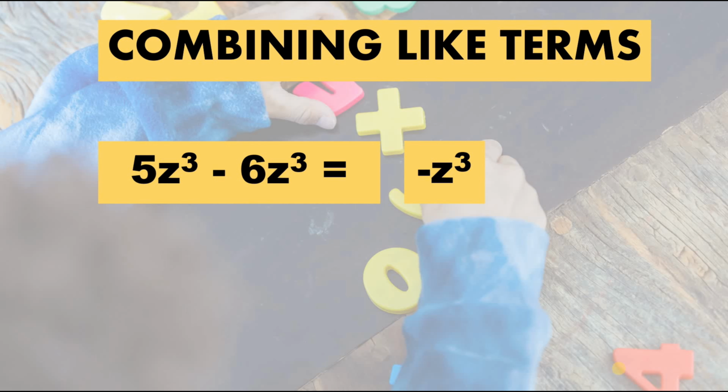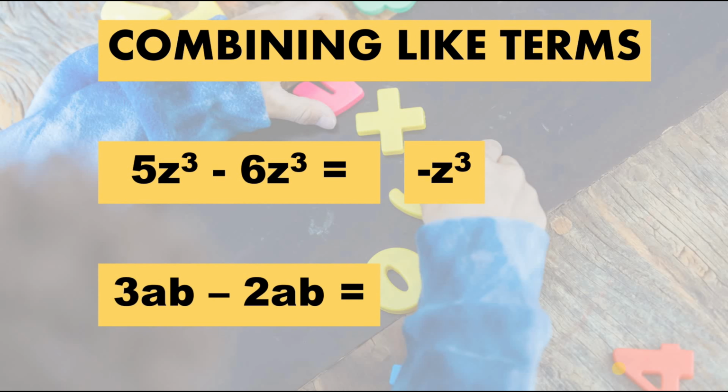And then next example, we have 3ab minus 2ab. Again, we have two terms, 3ab and then 2ab. Are they like terms? Yes, they are like terms because they both have ab as their variable component. So we'll just subtract the coefficients. 3 minus 2 is 1 and copy the variable component, which is ab. So we have 1ab, or just write ab.